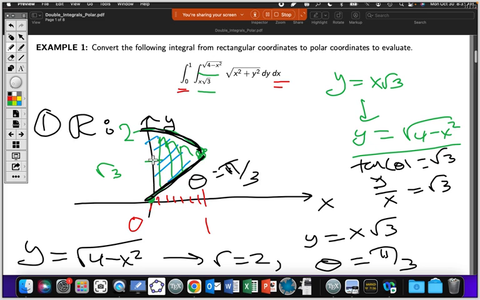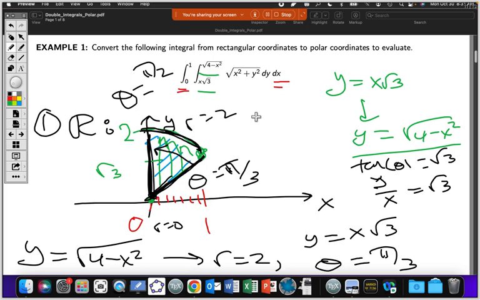And then, what's this theta here? So theta is pi over 3, that's this line. And I'm rotating around, and I stop here at the positive y-axis. That's the x equals 0 part. What's this theta? So theta is going to go from pi over 3 to pi over 2. And then the r is going to go from the origin here to r equals 2.